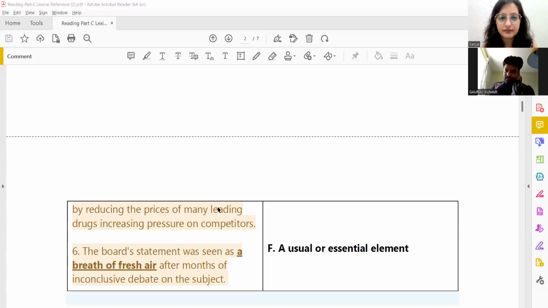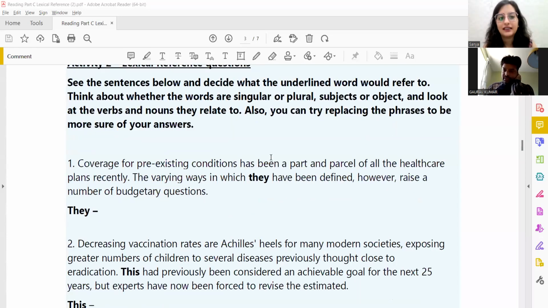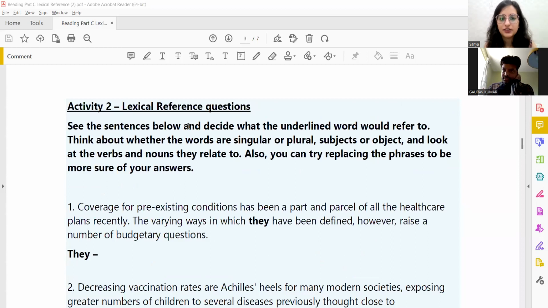Actually, we are going to the second half first. Just a second. I'm just going to share my screen so that we are literally on the same page. Yeah. I think activity 2 you are saying. Yeah, exactly. Lexical reference question. So let's look at that.